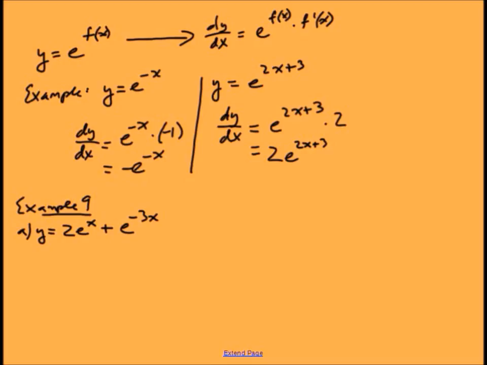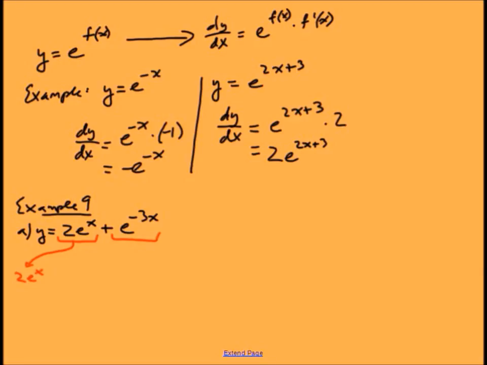We've got two functions. So everything that we learned last week, we will be applying over and over and over again throughout the course in more complicated differentiation. So we've got two functions here that are added together. Addition rule, we take the derivative of the first and add it to the derivative of the second. Okay, now let's take a look at this, 2e to the power of x.